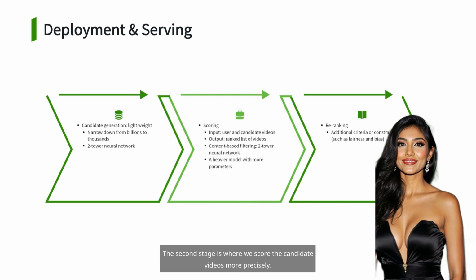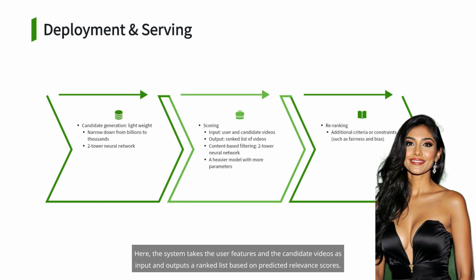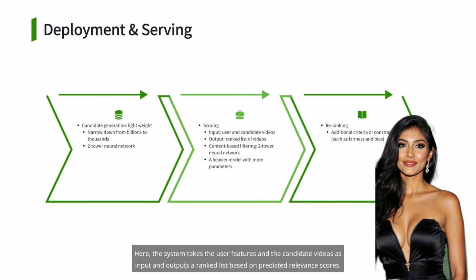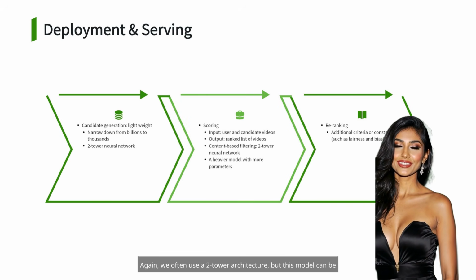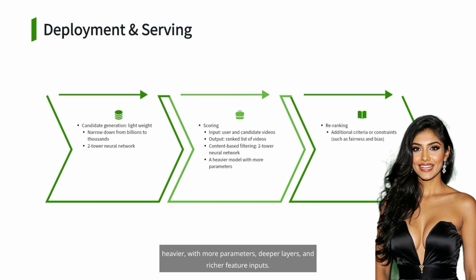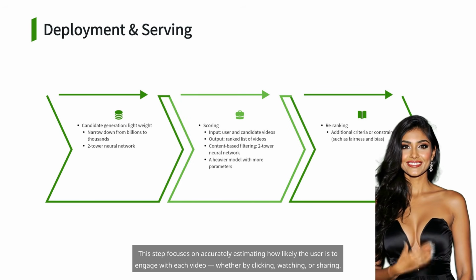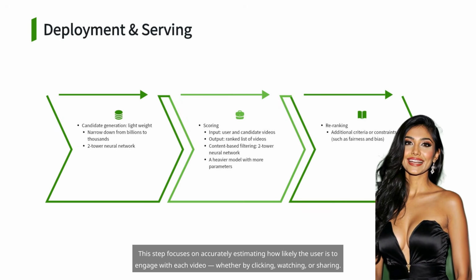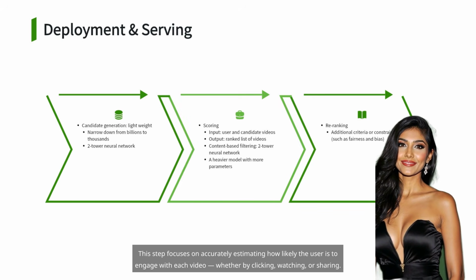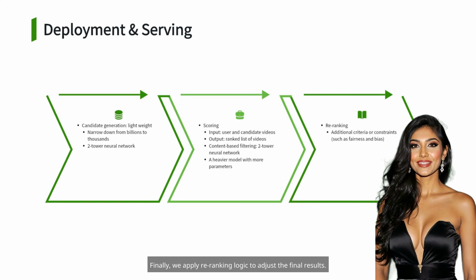Scoring. The second stage is where we score the candidate videos more precisely. Here, the system takes the user features and the candidate videos as input and outputs a ranked list based on predicted relevance scores. Again, we often use a two-tower architecture, but this model can be heavier, with more parameters, deeper layers, and richer feature inputs. This step focuses on accurately estimating how likely the user is to engage with each video, whether by clicking, watching, or sharing.